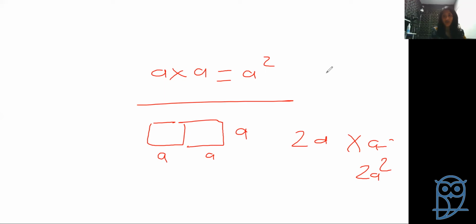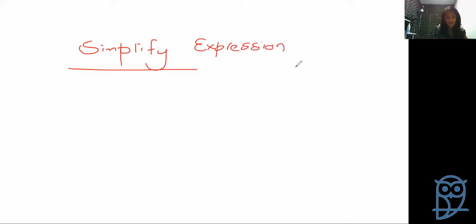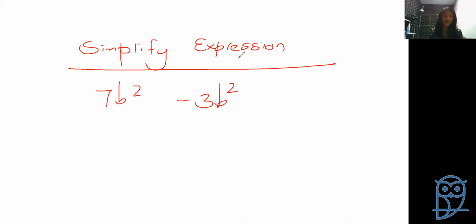Now, let's do an example together. Let's simplify this expression: 7b squared minus 3b squared. Okay, this is a really straightforward and easy one. Both have the same term, so we can subtract directly. So we can say 7 take away 3 is equal to 4b squared. So this one was quite straightforward.